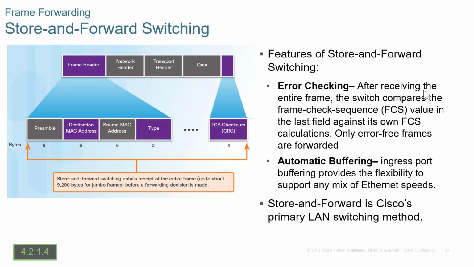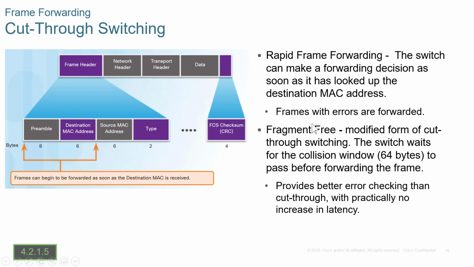So the error checking after receiving the entire frame with store and forward compares the frame check sequence, that CRC value, in the last field against its own independent calculation, and only frames that do not have errors are sent out. Automatic buffering: the frames are automatically buffered in the RAM of the switch, and that's what Cisco switches do by default.